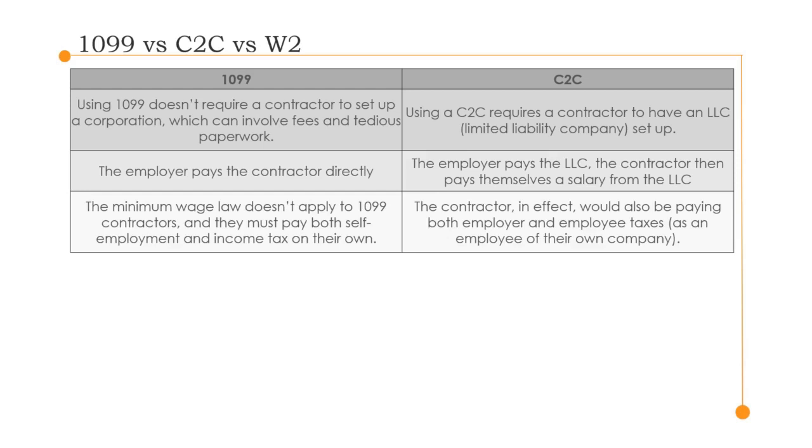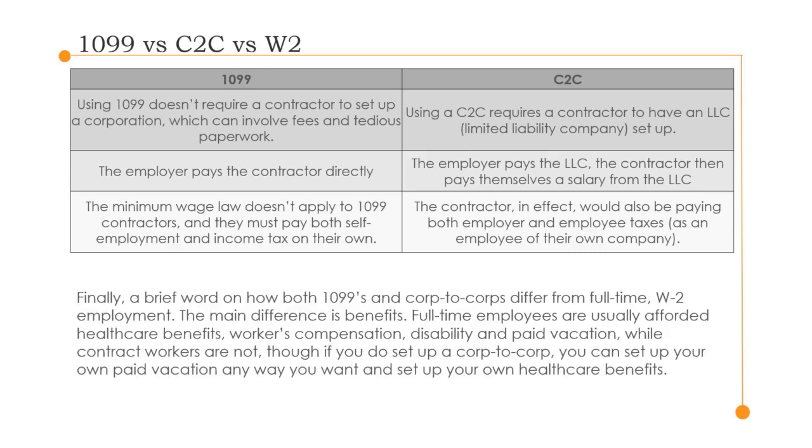In 1099, the minimum wage law doesn't apply, and contractors must pay both self-employment and income tax on their own. In C2C, the contractor, in effect, will also be paying both employer and employee taxes as an employee of their own company. Finally, a brief word on how both 1099s and corp-to-corps differ from full-time W-2 employment. The main difference is benefits. Full-time employees are usually offered healthcare benefits, workers' compensation, disability, and paid vacation, while contract workers are not. Though, if you do set up a corp-to-corp, you can set up your own paid vacation any way you want and set up your own healthcare benefits.